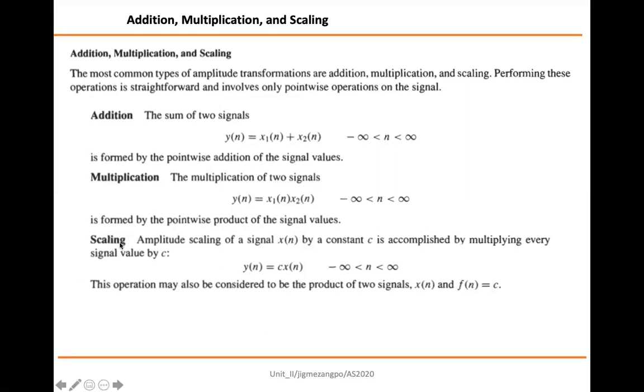Now scaling. The amplitude scaling of signal x of n by the constant c is accomplished by multiplying every sample by the constant c. In order to scale your signal, you should multiply the signal by this constant c at every point to get your new signal y of n. This operation may be considered the product of two signals, x of n and f of n, where we consider c as f of n.